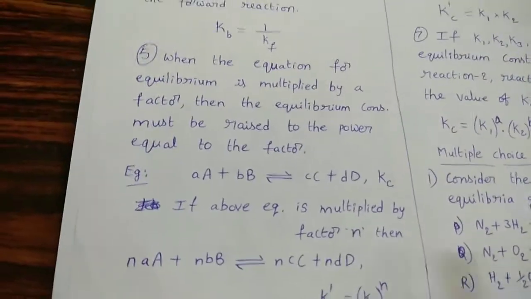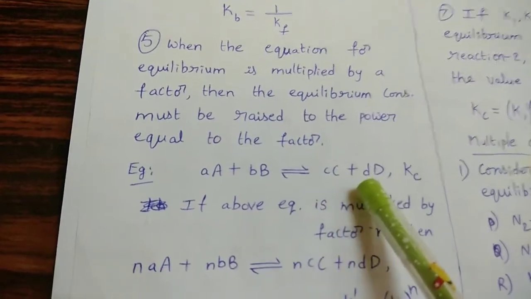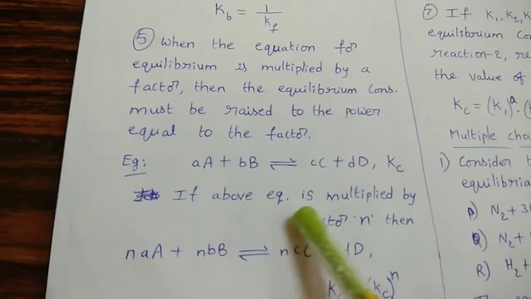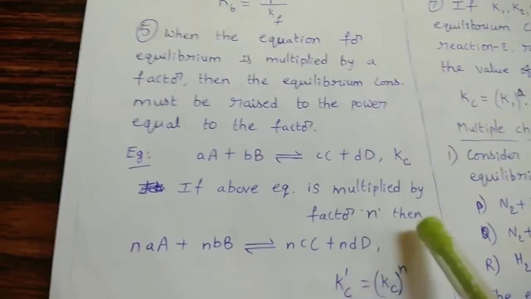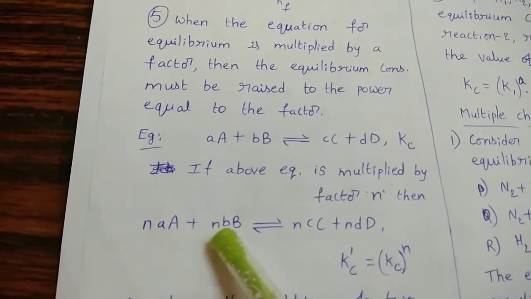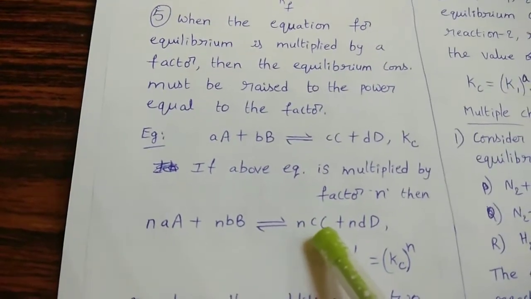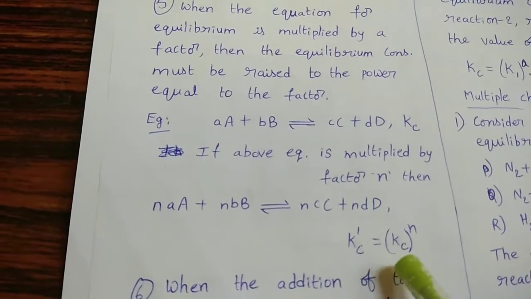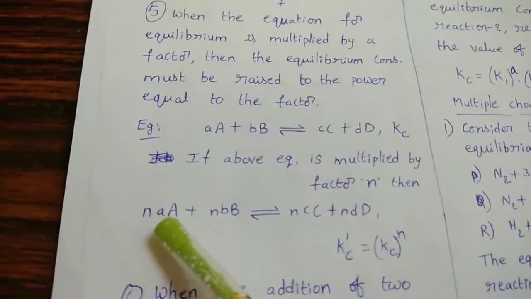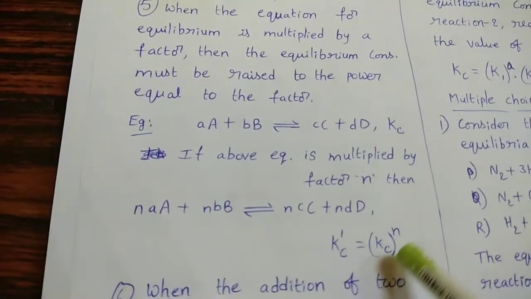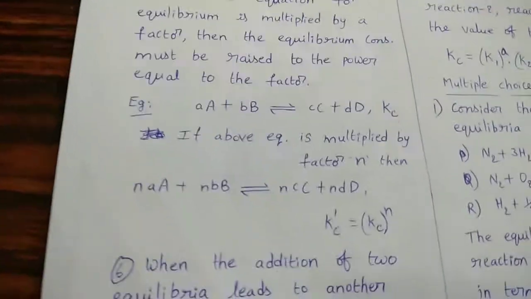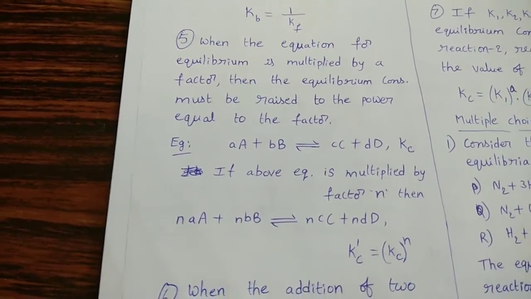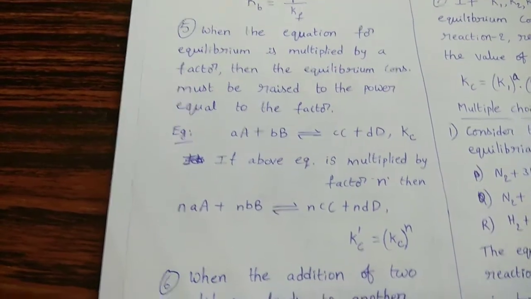See the general example: AA plus BB gives rise to CC plus DD. For this, the equilibrium constant is Kc. Suppose the above equation is multiplied by a factor n, then n AA plus n BB gives rise to n CC plus n DD. For this, the equilibrium constant Kc prime equals Kc whole power n. Suppose it is multiplied by a factor m, then it is Kc power m. In this way, whatever factor we multiply the equation by, the same factor comes in the power of the equilibrium constant.